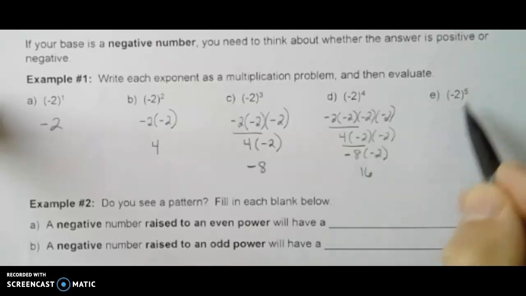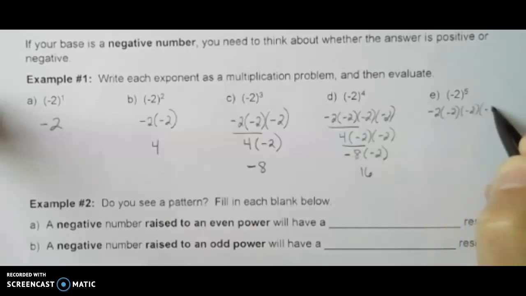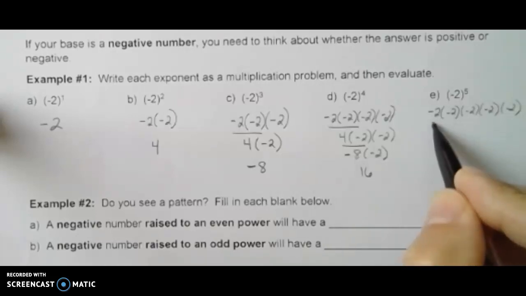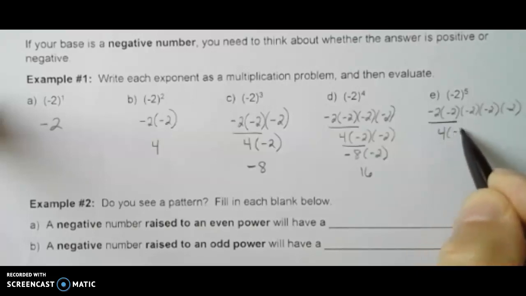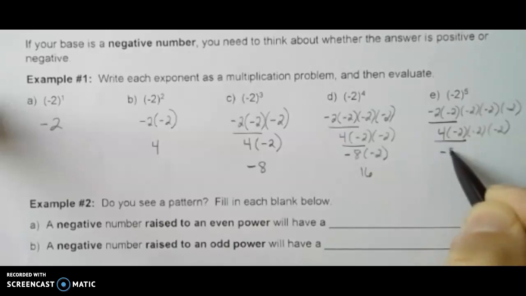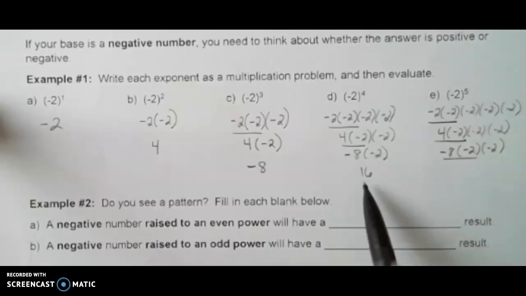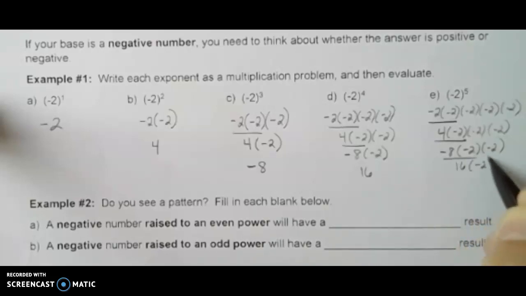Finally, in letter E, -2 to the fifth power. We're going to have 5 copies of -2 that we're going to multiply by itself. There's what -2 to the fifth power looks like in expanded form. Now when we evaluate, again, -2 times -2 is 4. Bring down the rest of the problem. 4 times -2 was -8. Bring down the rest of the problem. -8 times -2 we just said was 16. And so now we have 16 times -2. A positive times a negative is a negative, and 16 times 2 is 32.